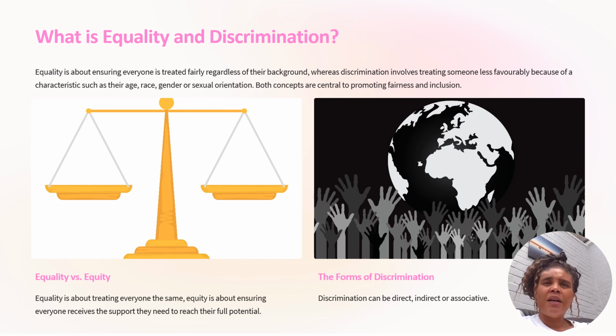And lastly, we've got associative discrimination. That is where you're discriminated against because you associate with someone from a protected group. You may not be in that group yourself, but just by association, you then get discriminated against.